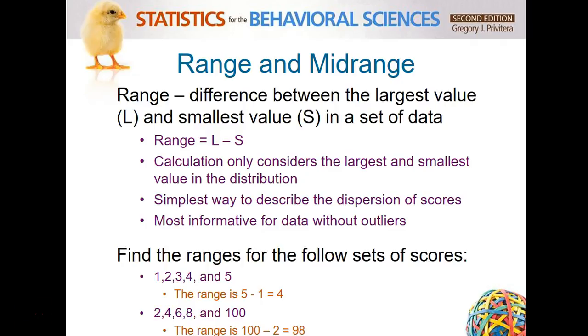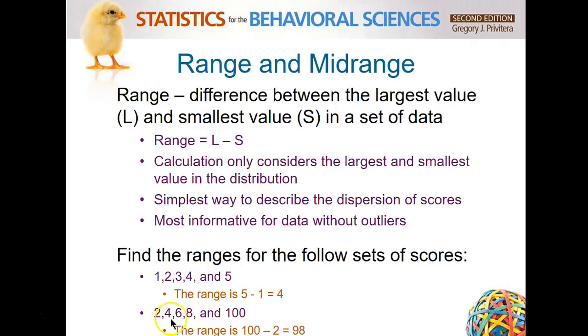First, I want to go over the range of scores and the mid-range of scores. We're talking about, in a group of scores, what's the range from the smallest value to the largest value. This is called the dispersion of scores. We're going to see what's the range from highest to lowest. So in this range of scores, you would subtract the smallest from the largest. So you get 4. This means that the scores ranged among 4 scores.